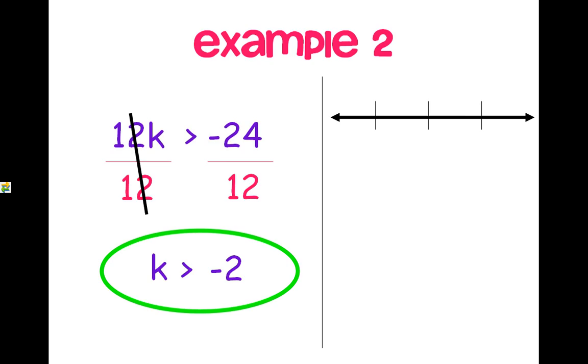Okay, whenever we plot our point, -2, -3 comes before, -1 comes after. k is not equal to -2, so there is an open circle. And k is going to be everything greater. It's got the big mouth open to it, so it's going to be shaded to the right.